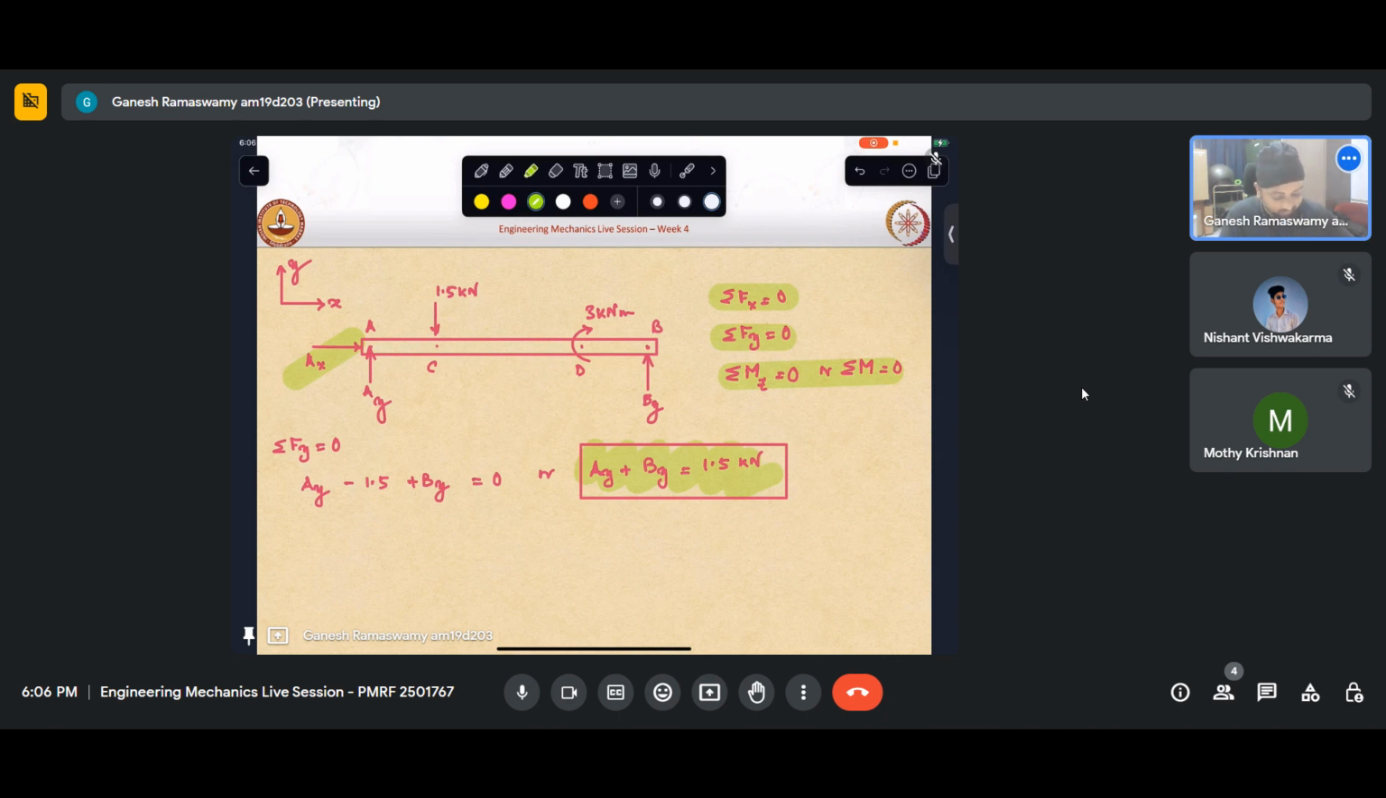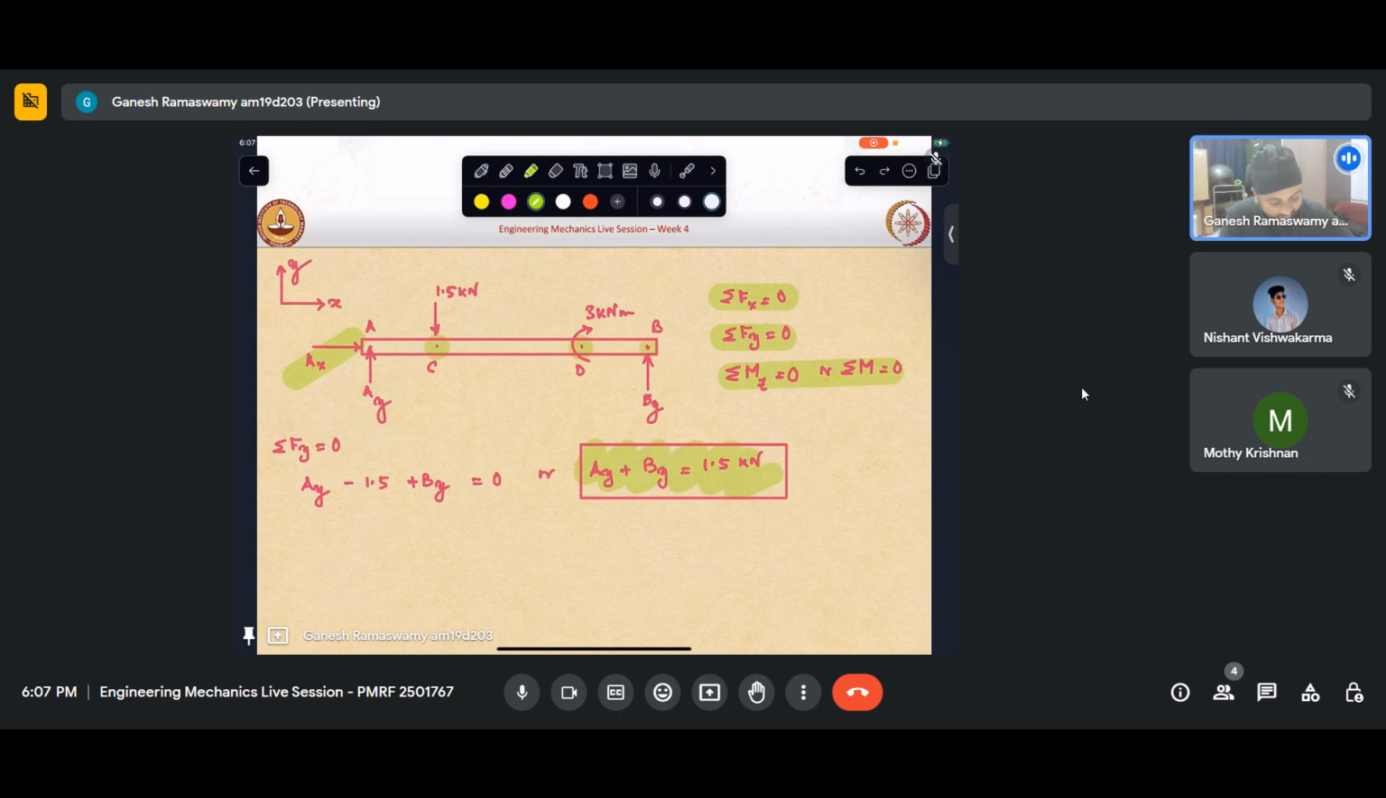I can take the moment about any point. Essentially, this beam is in equilibrium. So the sum of the external moments equaling 0 should hold at every point in space. But my idea is to solve for Ay quickly.